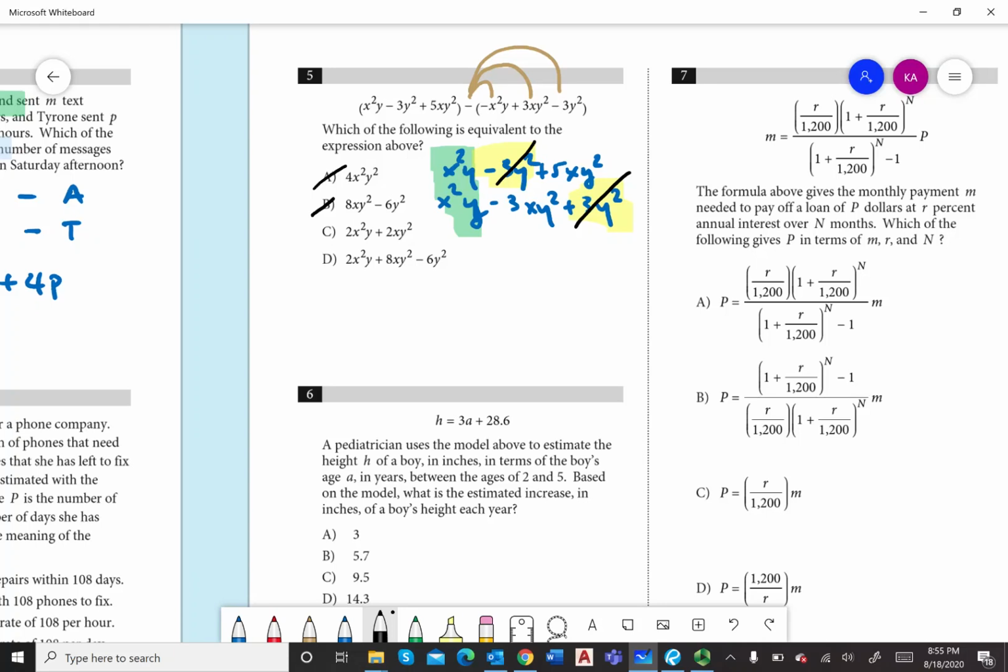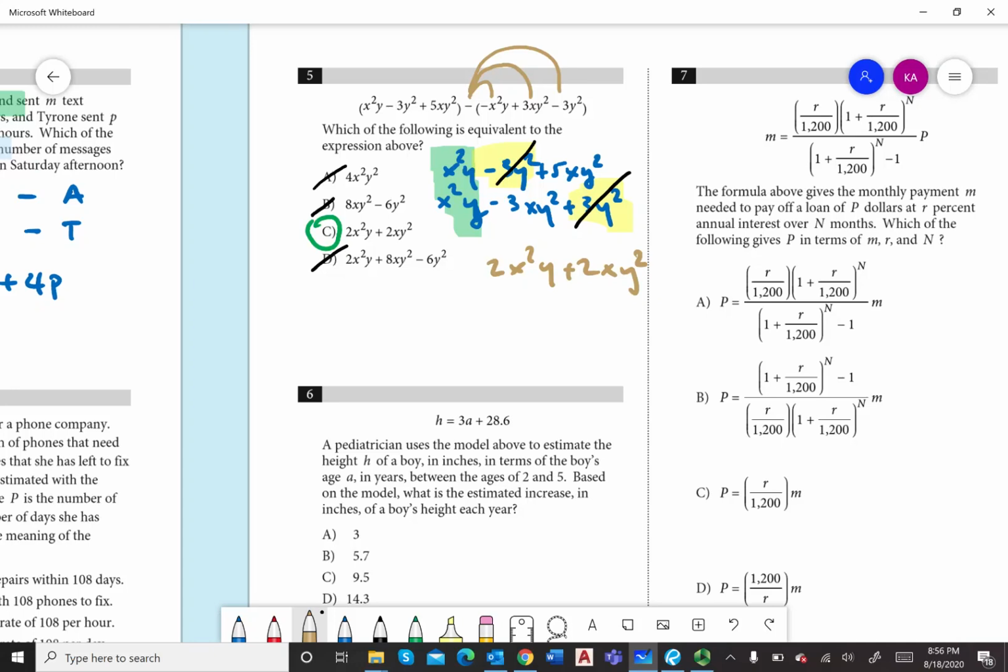So right away, we know that it cannot be this one. Right away, the answer has to be this one. But let's see if we get 2xy squared, because we also want to be sure of ourselves. So we have 5 of xy squared and -3 of the same term. So 5 minus 3 is 2. So yes, the answer is 2x squared y plus 2xy squared.